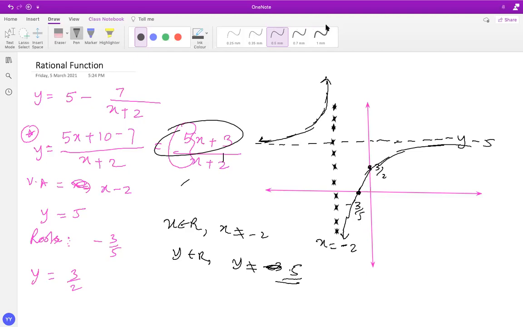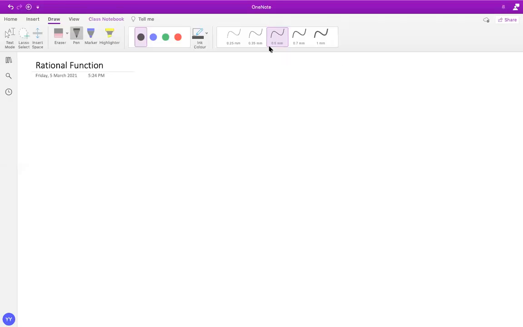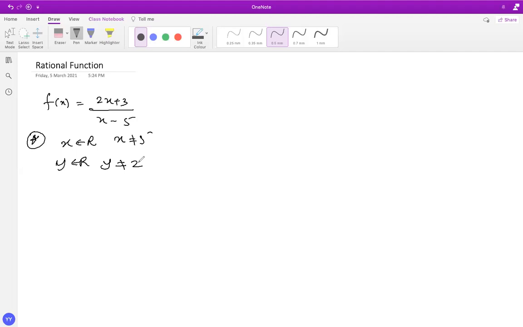So this is the part of sketching, and now let's get started with some of the inverse function questions on rational functions. When you're taking the inverse function of rational type questions, let's say you've got f of x is 2x plus 3 over x minus 5. The first thing that is important is that you specify the domain and range for the original function. So here the domain is x belongs to real numbers, x should not be 5, and the range is y belongs to real numbers, y should not be equal to 2, because that's your coefficients here.